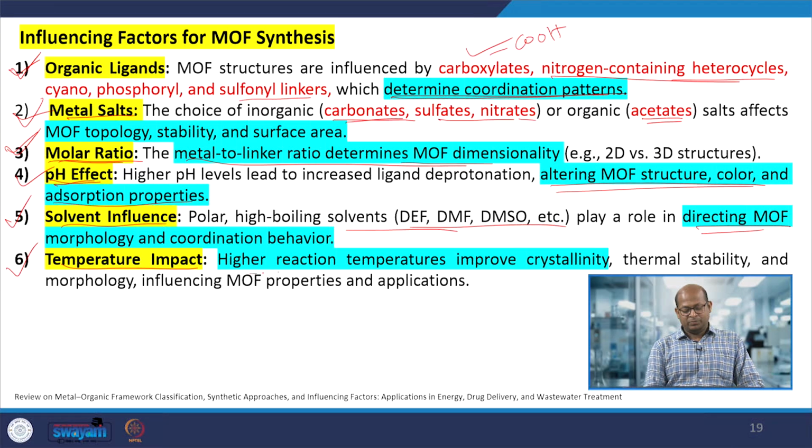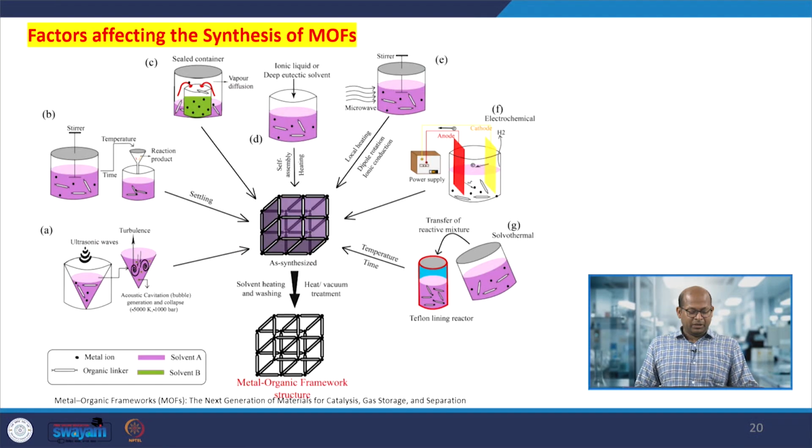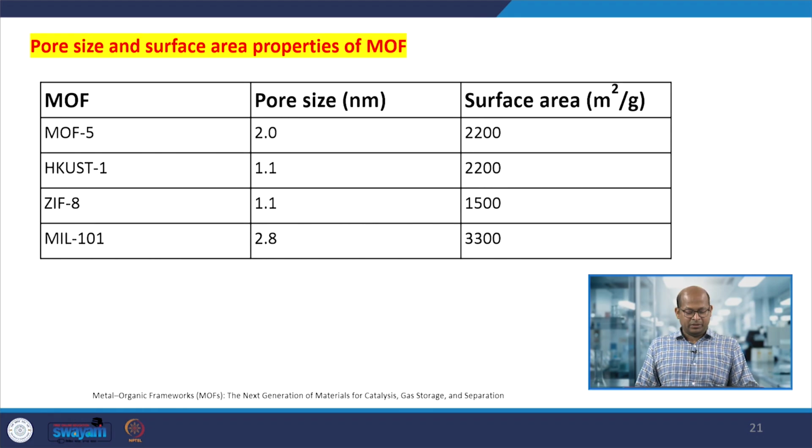Temperature impact, temperature is also important. If we use high reaction temperatures, then as a result highly crystalline MOFs will form. Depending upon the temperature we can also vary it. Okay. So here are some properties: the pore size that will be developed and the specific surface area, an extremely high surface area that we can develop. Pore size also will form.